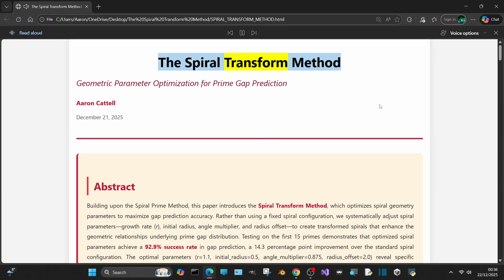The spiral transform method. Geometric parameter optimization for prime gap prediction. Aaron Cattell. December 21, 2025.